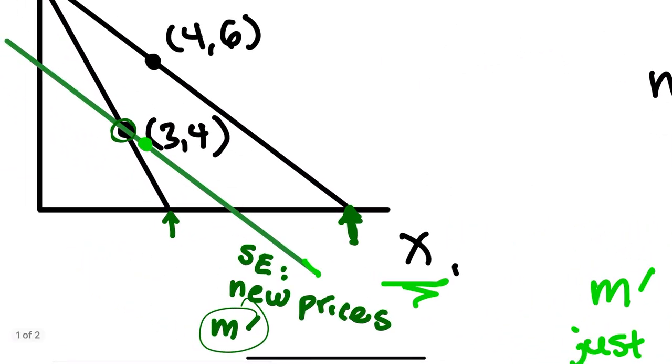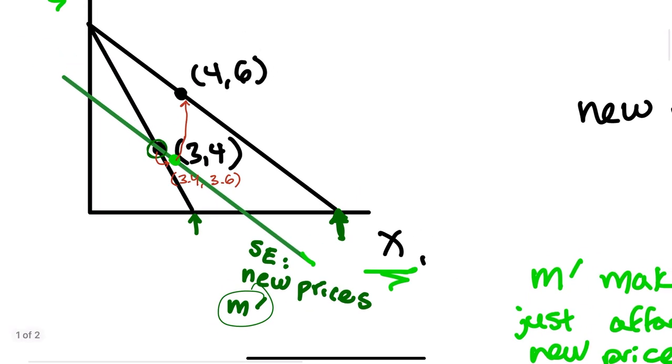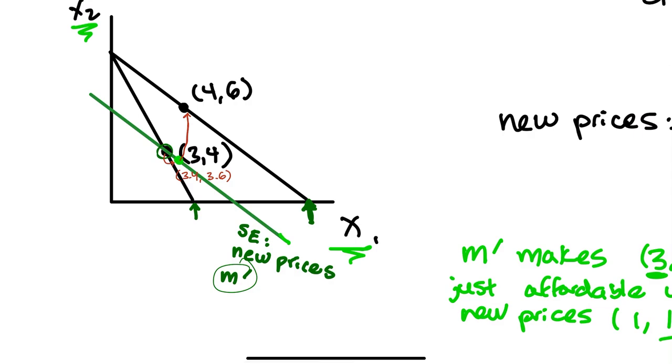So I'll put that in a color that stands out a little bit more. 3.4, 3.6. So here to here, that's the substitution effect. And then here to here, that's the income effect, right? Because all I'm doing from here to here is shifting out this budget constraint. That's the change in demand due to the higher purchasing power.